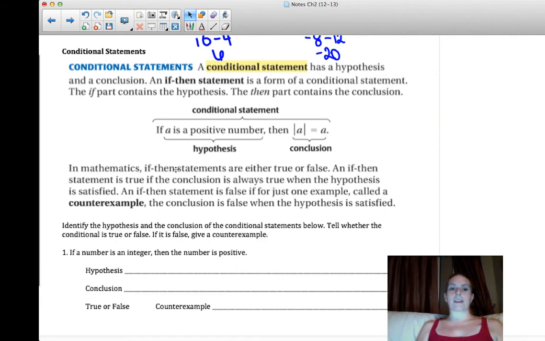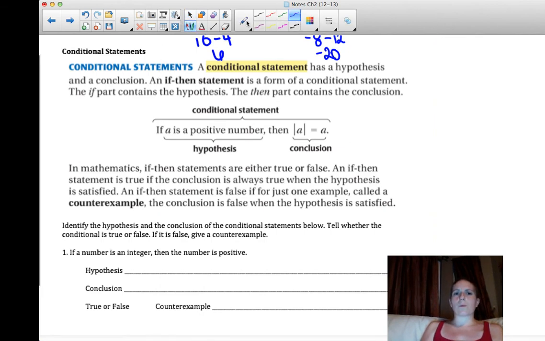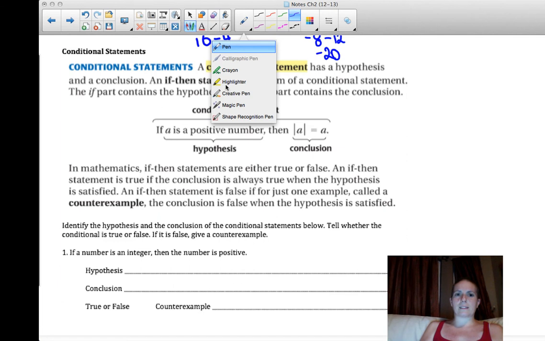So in mathematics, if-then statements are either true or false. An if-then statement is true if the conclusion is always true when the hypothesis is satisfied. An if-then statement is false if, for just one example, called a counterexample, the conclusion is false when the hypothesis is satisfied. So when we look at this, what we're really looking at is a couple of pieces.